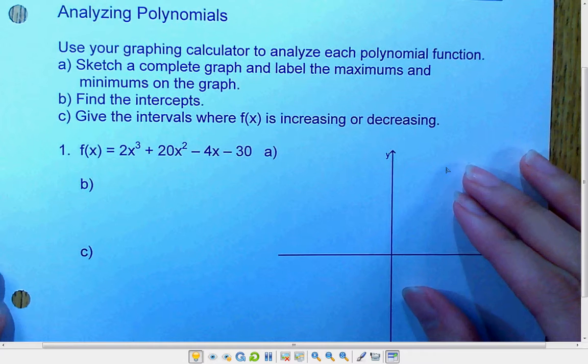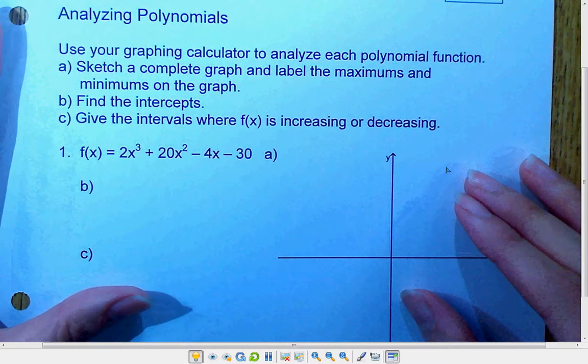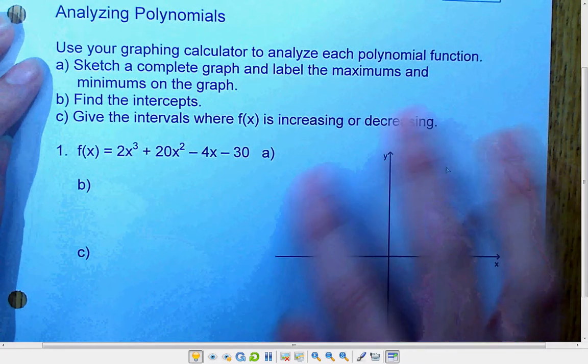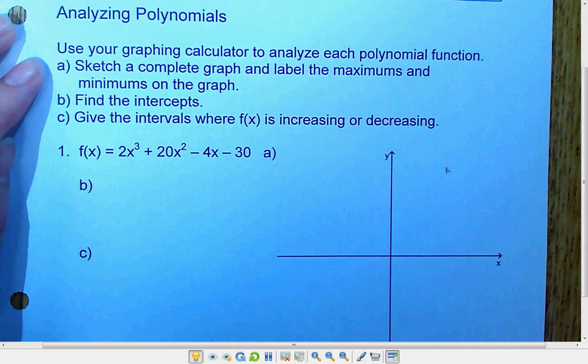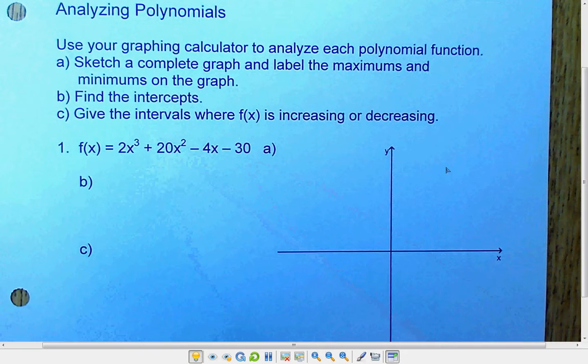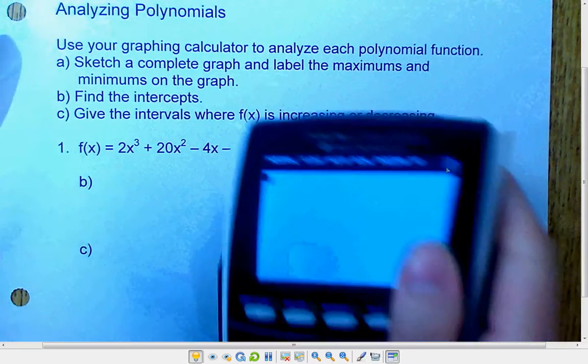We're going to be learning how to use our calculator to analyze some polynomial functions. So we're going to be taking our calculator, sketching a graph, finding our maximum and minimums, our intercepts, and then also giving the intervals where f of x is increasing or decreasing. So let's take out our calculators.